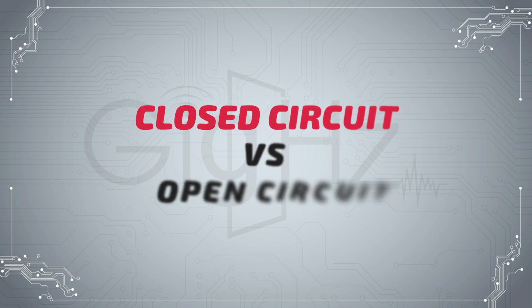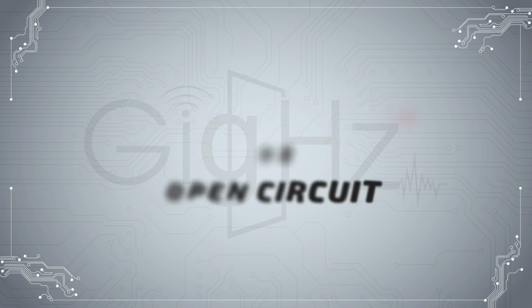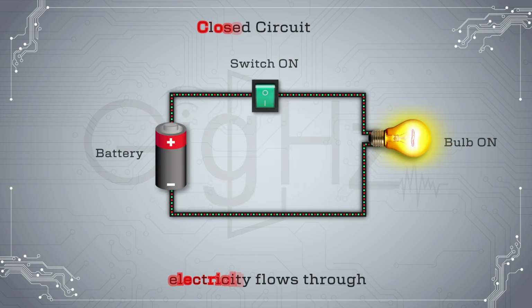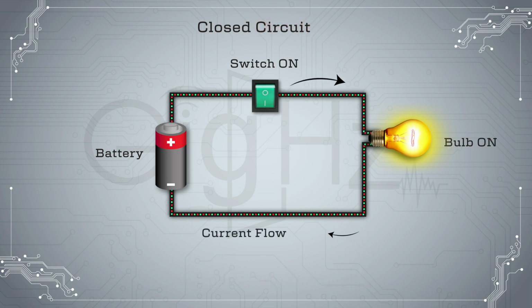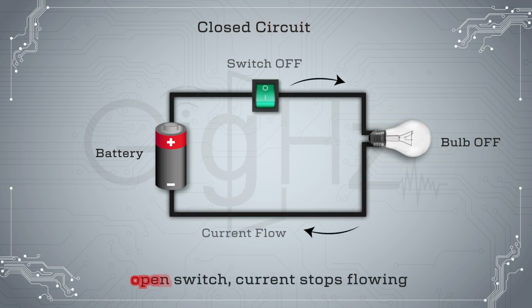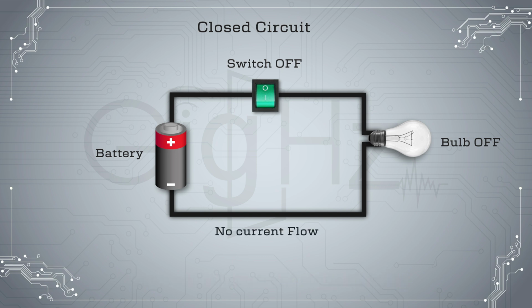Closed circuit versus open circuit. In a closed circuit, electricity flows through the path uninterrupted. But if there's a break in the circuit, like an open switch, current stops flowing. Now that we know how circuits work, let's see how they are connected in different ways.